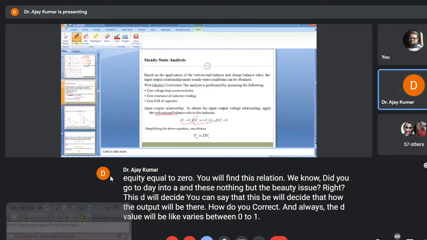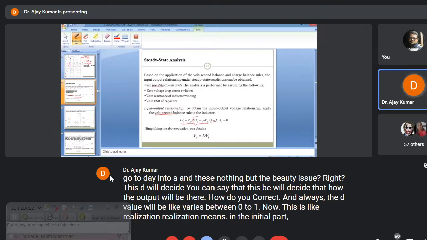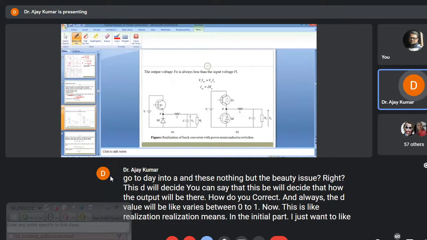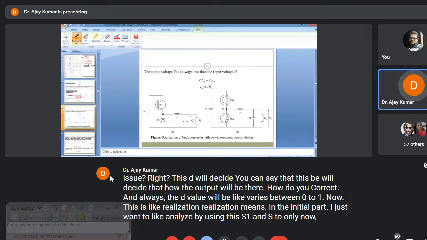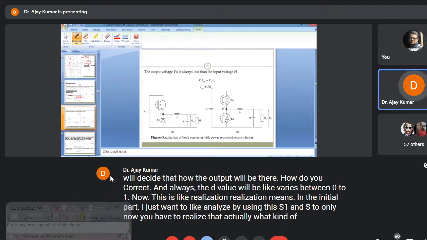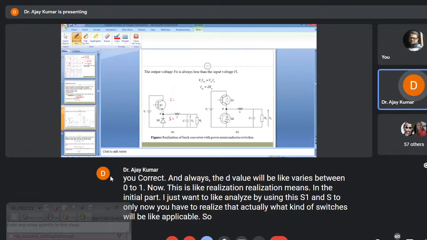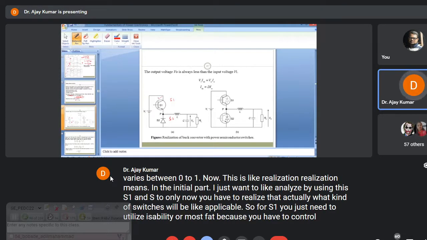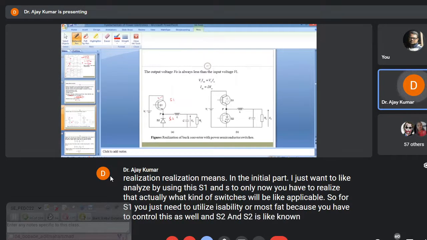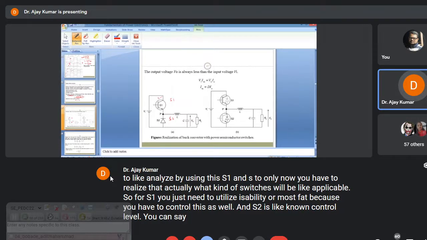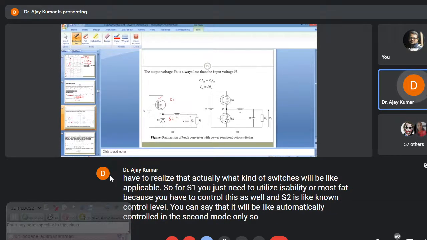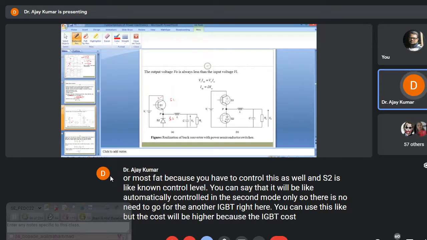Now, this is the realization. Realization means in the initial part, I just analyzed using S1 and S2 only. Now you have to realize what kind of switches will be applicable. For S1, you just need to utilize an IGBT or MOSFET, because you have to control S1. And S2 is non-controllable; it will be automatically controlled in the second mode only. So there is no need to go for another IGBT. Here you can use it, but the cost will be higher, because the IGBT cost is higher than the diode cost, right?